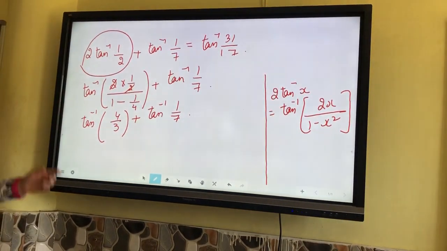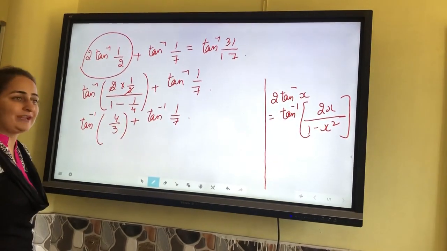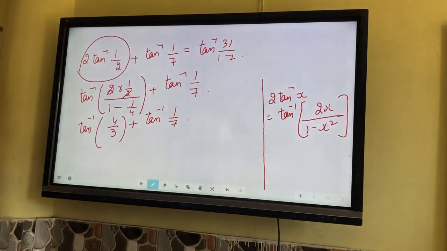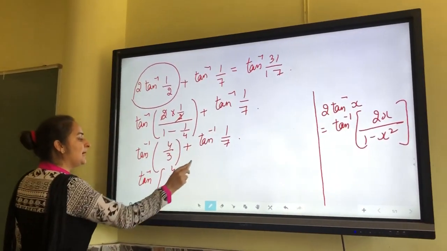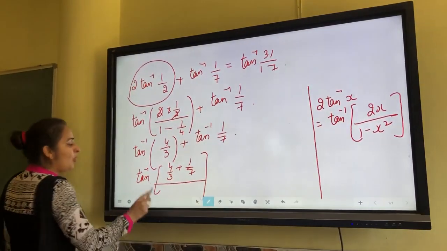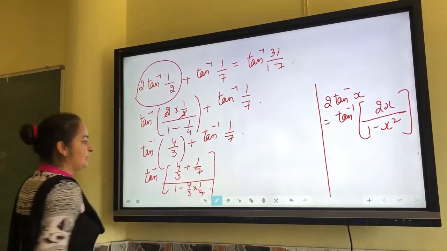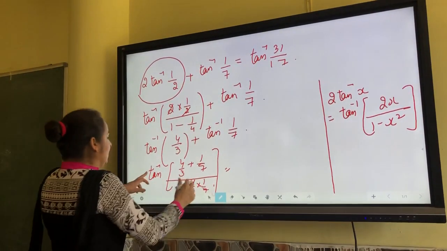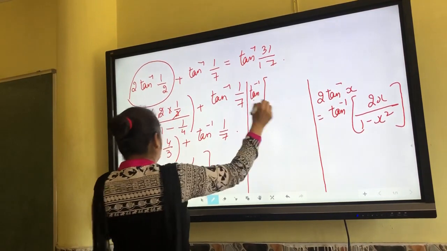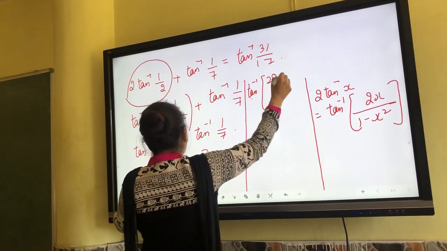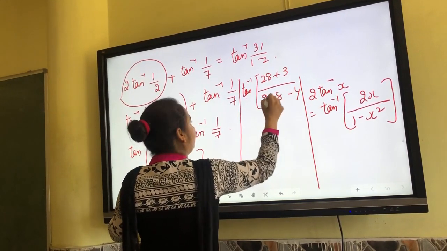Now next is same as the previous one. Tangent inverse A plus tan inverse B. What is the relation between tan inverse A plus tan inverse B? Tangent inverse 4 upon 3 plus 1 upon 7 whole divided by 1 minus 4 upon 3 multiply 1 by 7. Now let's evaluate again. Tangent inverse 7 4 is 28, 3 1 is 3, whole divided by 28 minus 4.